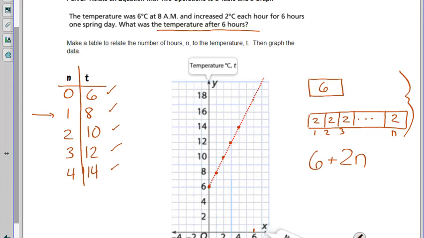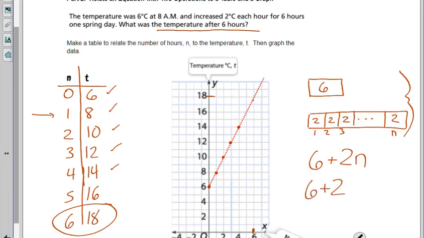Well, we could use our table. We could keep adding. At 5 it should be 16, and at 6 it should be 18. So there's using the table. Using the graph, I could find 6 down here and follow it up and then over, and lo and behold, it's 18. I could also use my equation here. 6 plus 2 times 6 is 6 plus 12, which is 18. So 3 different ways, same answer.